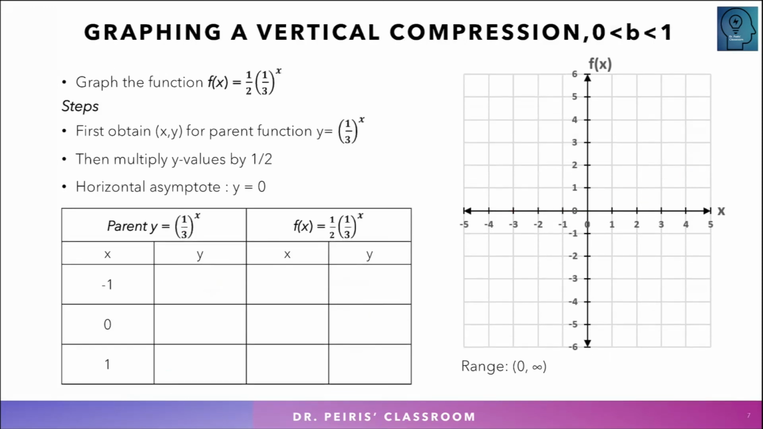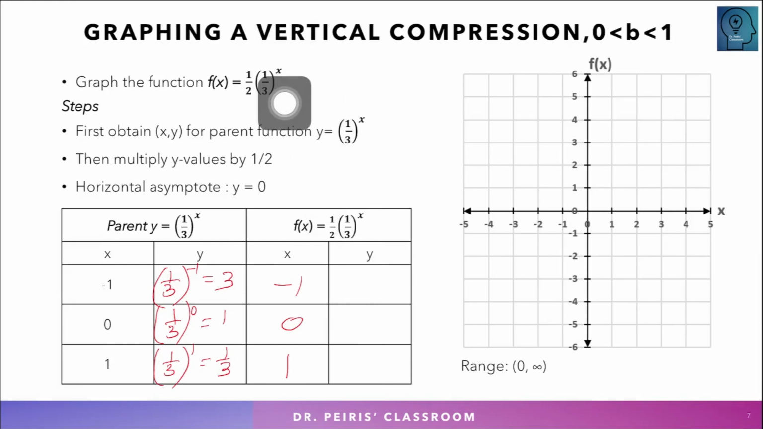Next example, again it's a compression because a is equal to 1/2 and the b is 1/3. So let's obtain the x and y for the parent function, 1/3 to the x. 1/3 to the -1 is 3. 1/3 to the 0 is 1. 1/3 to the 1 is 1/3. The x values stay the same, -1, 0, 1. Same x values for the given function.